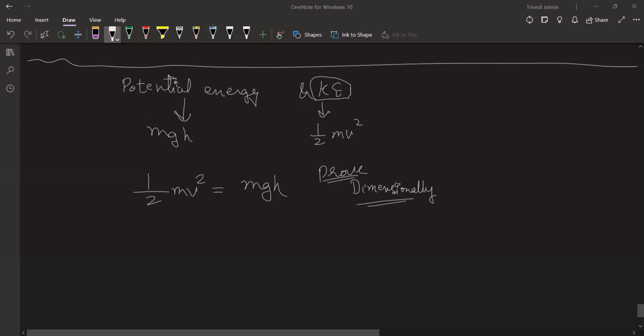Samhita? Done, sir. Okay, what are the dimensions for g? I took g as L T minus 1. Sorry, T minus 2. Very good. And h? h is L. Yeah. And mass? M. Mass is M. And velocity square? L2 T minus 2. So everyone got this?